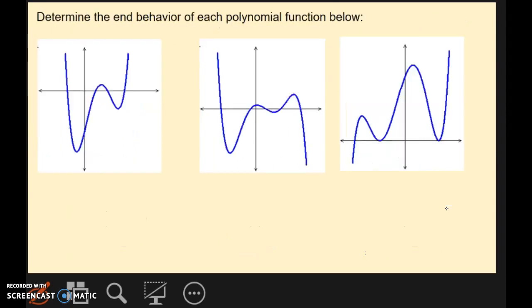So we want to determine the end behavior of each of the following below. First thing I want to know is, what is the limit as x approaches negative infinity? I'm just going to call these f of x because I don't have any other name for them. So if I'm going to the left, it looks like we're going to go up to infinity.